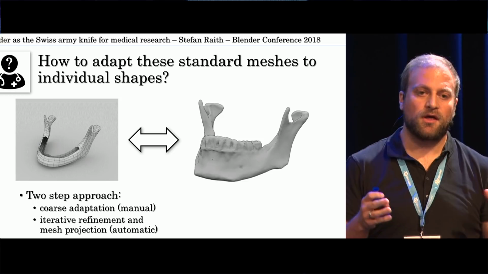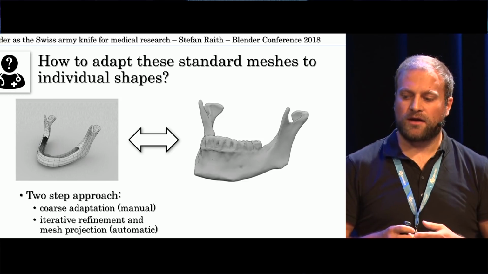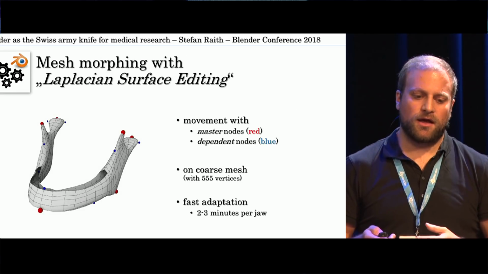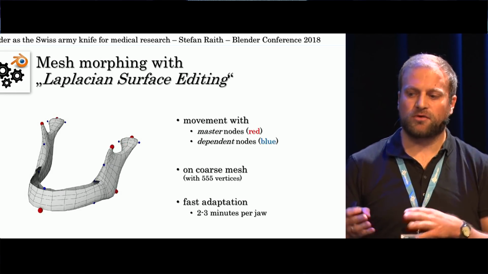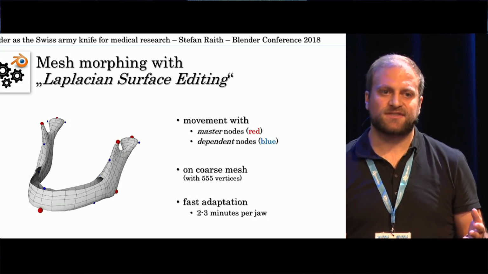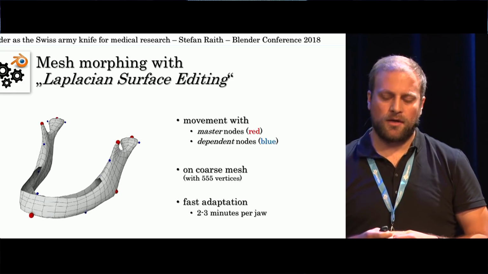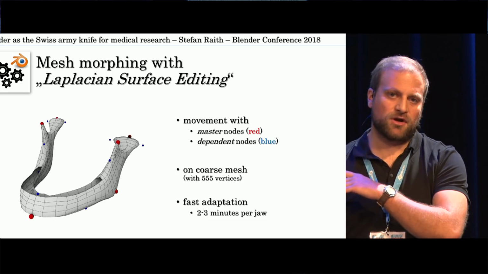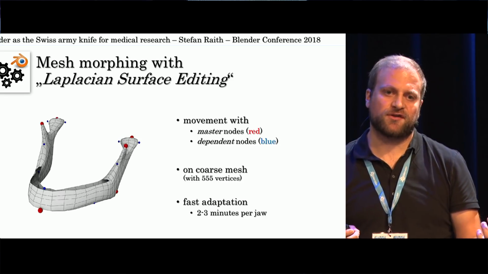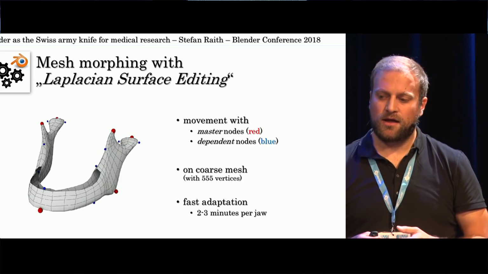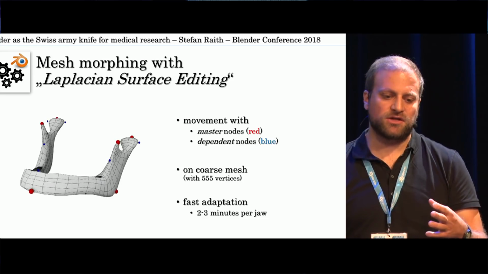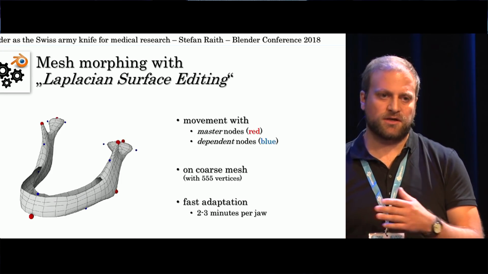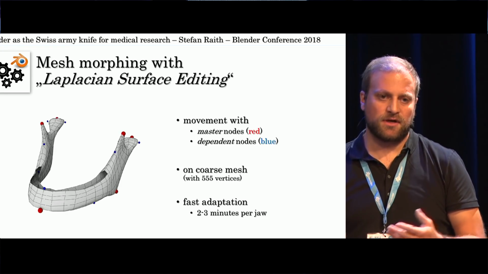First, a coarse alignment, and then an iterative refinement to capture the fine detail. This is done first by a mesh morphing process with a Laplacian surface editing, where we define some master nodes, we call them. These are the landmarks that were automatically detected in the first example that I showed you today. And this allows deformation of the standard mesh close to the actual shape of the segmented CT data.